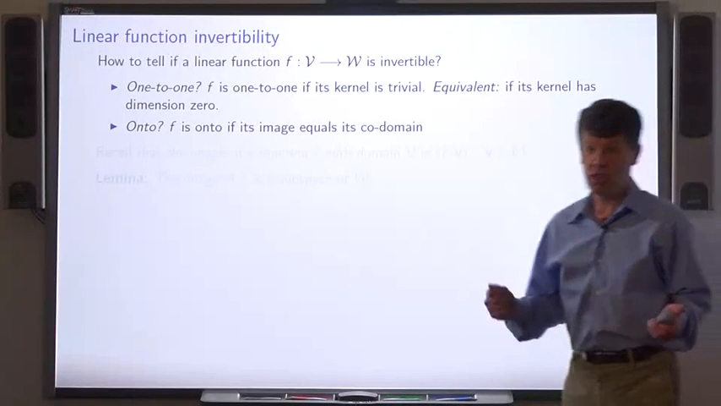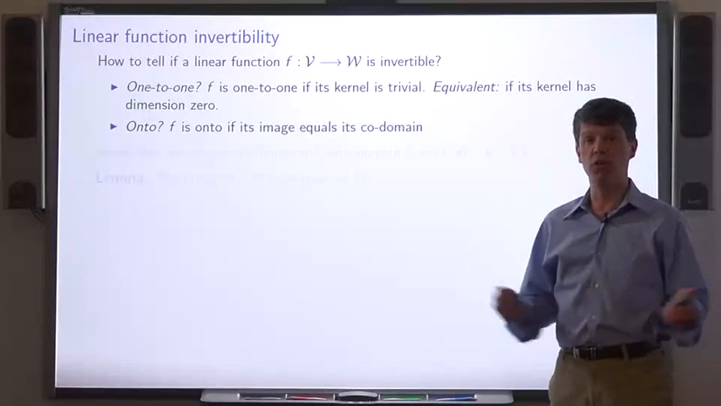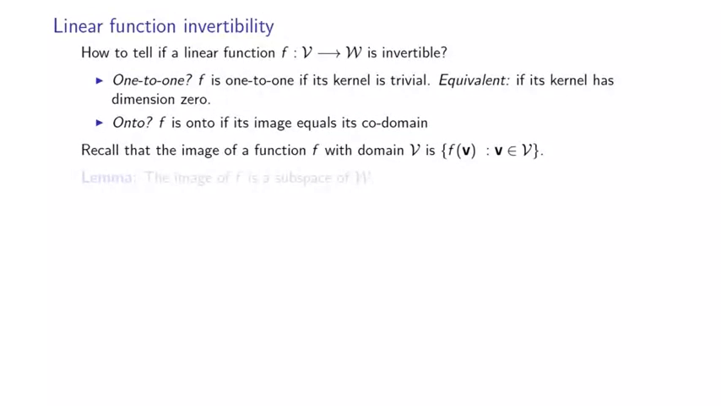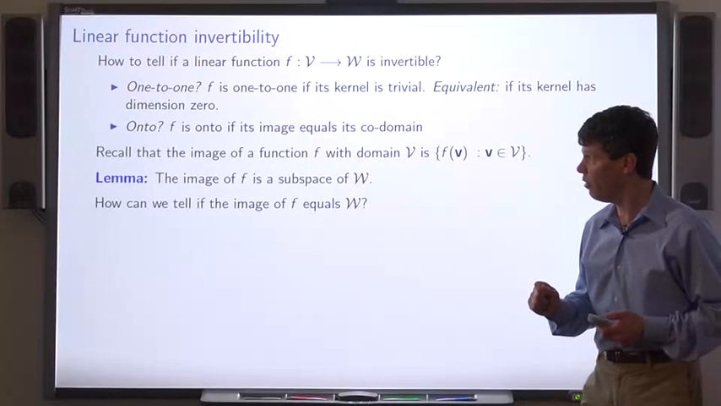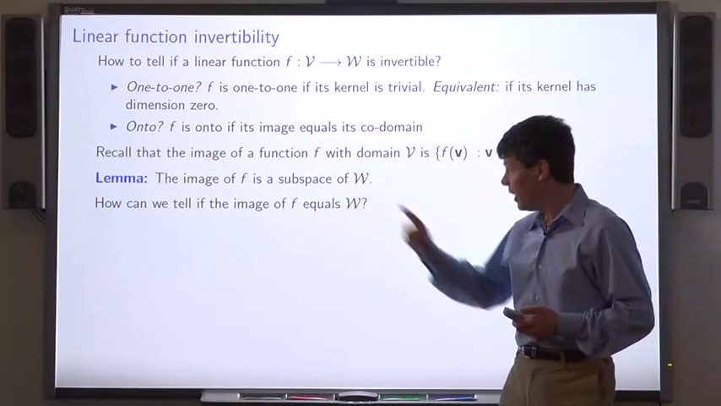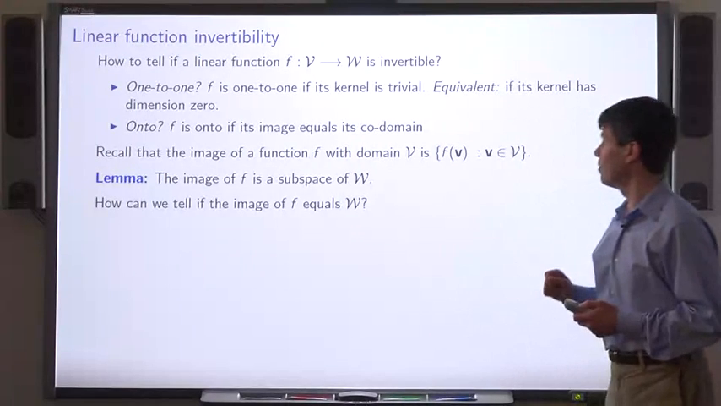And now, what about onto? Well, a function is onto if its image equals its codomain. Recall that the image of a function f is the set of all vectors f of v where v is in the domain. Long back, we learned that the image of a linear function is a vector space, a subspace of the codomain. Now, how can we tell if the image of f equals the codomain?